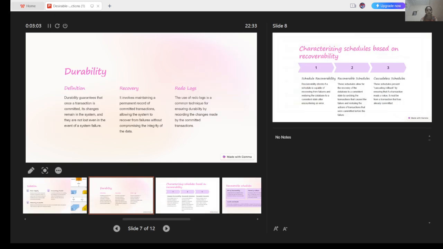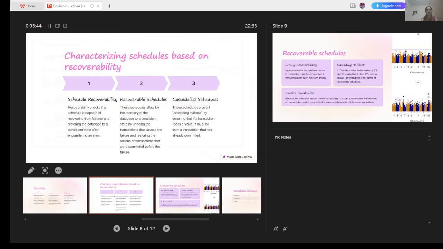Durability. Definition of durability: durability guarantees that once a transaction is committed, its changes remain in the system and are not lost even in the event of system failure. Recoverability involves maintaining a permanent record of committed transactions, allowing the system to recover from failure without compromising the integrity of the data. Redo logs: the use of redo logs is a common technique for ensuring durability by recording the changes made by committed transactions.